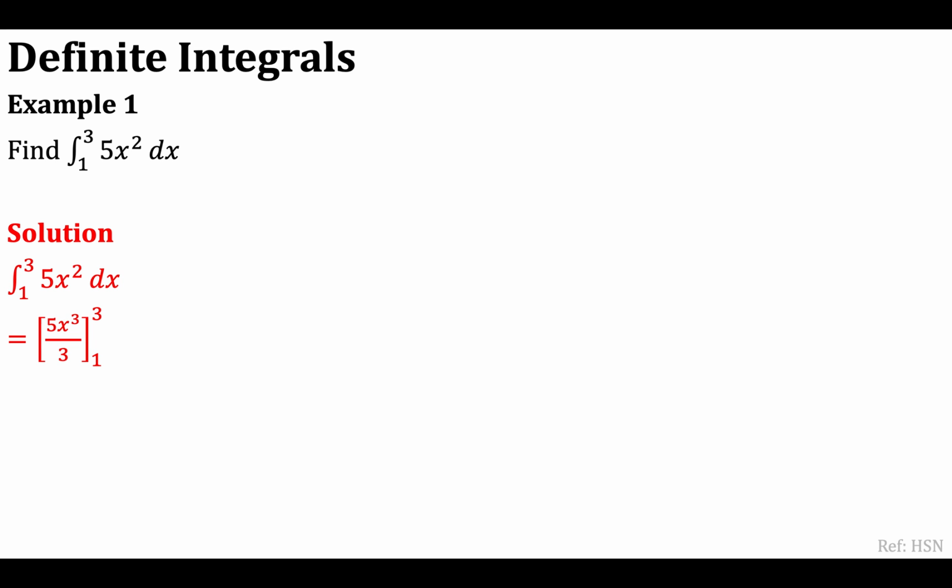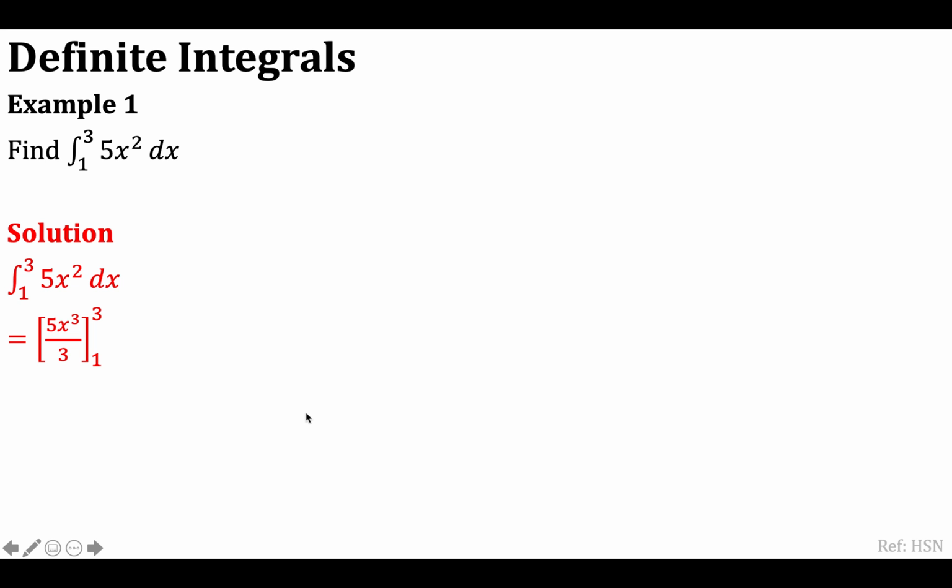Okay, so let's look at an example. We want to find the integral between 1 and 3 of 5x squared with respect to x. So integrating gives us 5x cubed over 3. I'm putting a square bracket around the integral that I've got, and I'm putting my limits at the side here. I've got 1 up to 3.